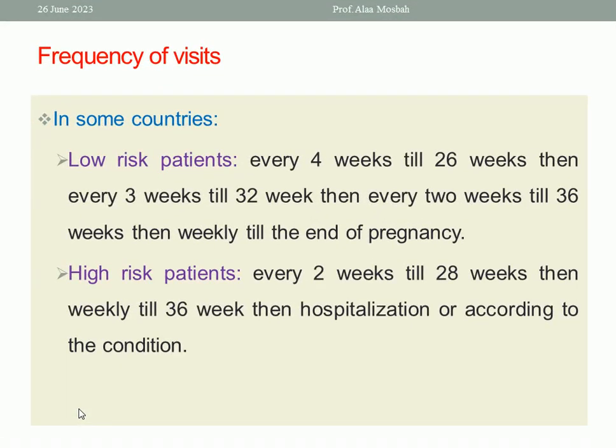In some countries, there is a different program as regard antenatal care. In some countries, they divide the patients into 2 groups. Of course, low risk, the visits will be less than high risk patient, okay? Because high risk patient will need more frequent visits. Low risk patient: visit every 4 weeks till 26 weeks gestational age, then every 3 weeks till 32 weeks gestational age, then every 2 weeks till 36 weeks, then in the last month weekly till the end of pregnancy. This is in some countries in low risk patient.